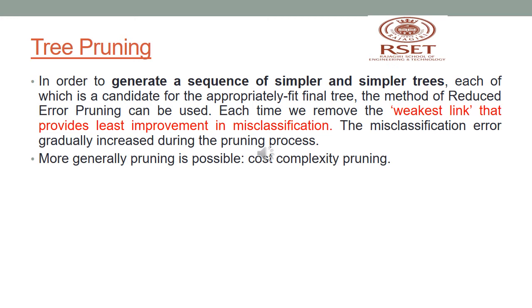So next is tree pruning. In order to generate a sequence of simpler and simpler trees, each of which is a candidate for the appropriately fit final tree, the method of reduced error pruning can be used. Each time we remove the weakest link, the one that provides the least improvement in misclassification, and this misclassification error increases during the pruning process. The most commonly used pruning is cost complexity pruning.